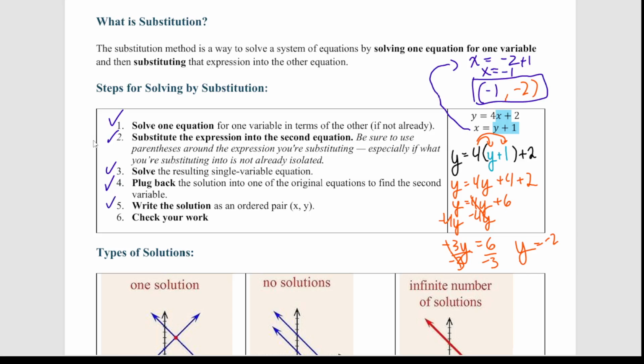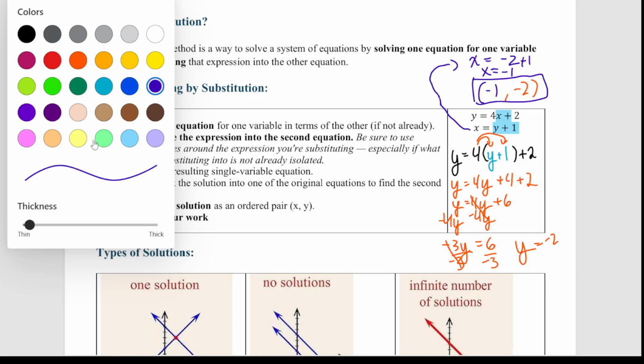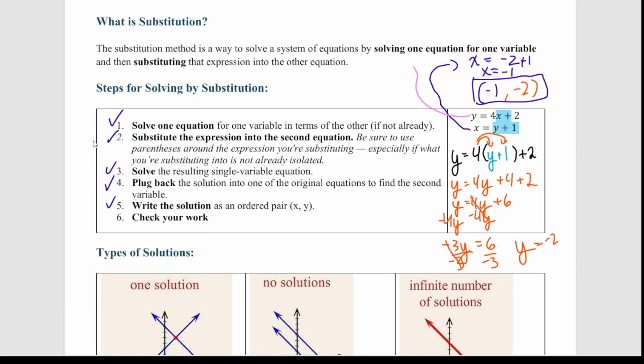We're going to write our solution as an ordered pair, and then what we haven't done yet is check our work. How do we check our work? I think the nicest way is just to pick the other equation and double check that when you substitute those values in, that it's still true.